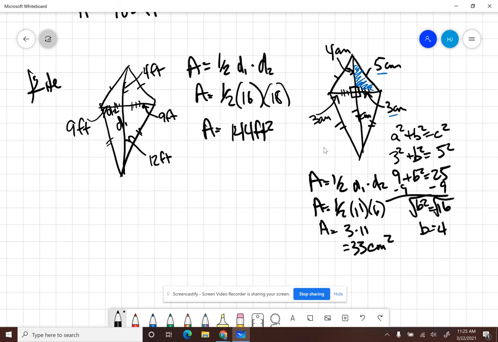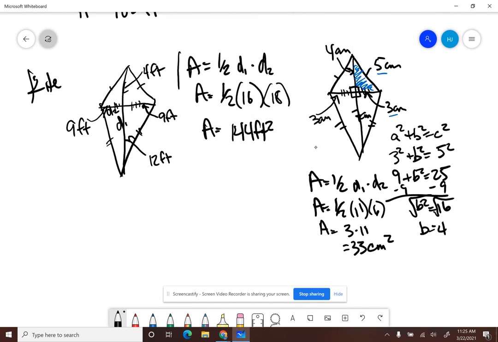So hopefully this has been helpful to you. Again, just remember this formula right here. It's what you're going to need. Area equals 1/2 the first diagonal times the second diagonal, and that's all you really need in order to find the area of a rhombus or a kite.